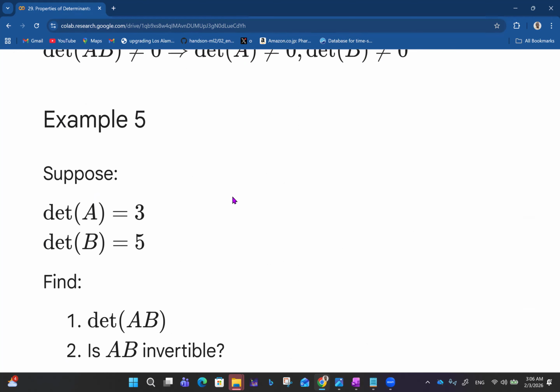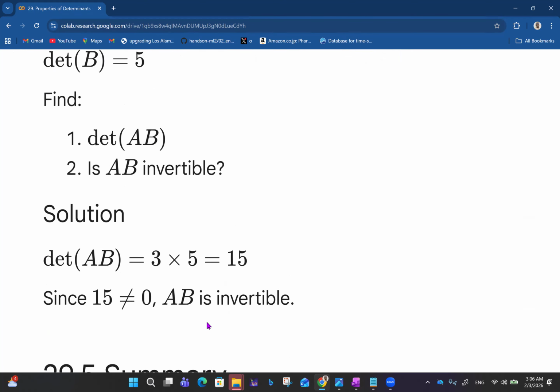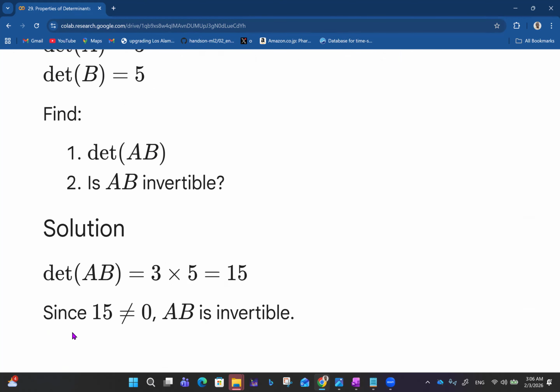So example 5 now, because to show that something has an inverse, just show that the determinant is not 0. That's all. Example 5: suppose the determinant of A is 3, the determinant of B is 5. Find the determinant of AB. That will simply be 3 times 5, 15. Then is AB invertible? Of course, because AB is a product of two invertible matrices. So AB itself will have an inverse. The solution: the determinant of AB is 3 times 5, 15. Since 15 is not 0, AB is invertible.